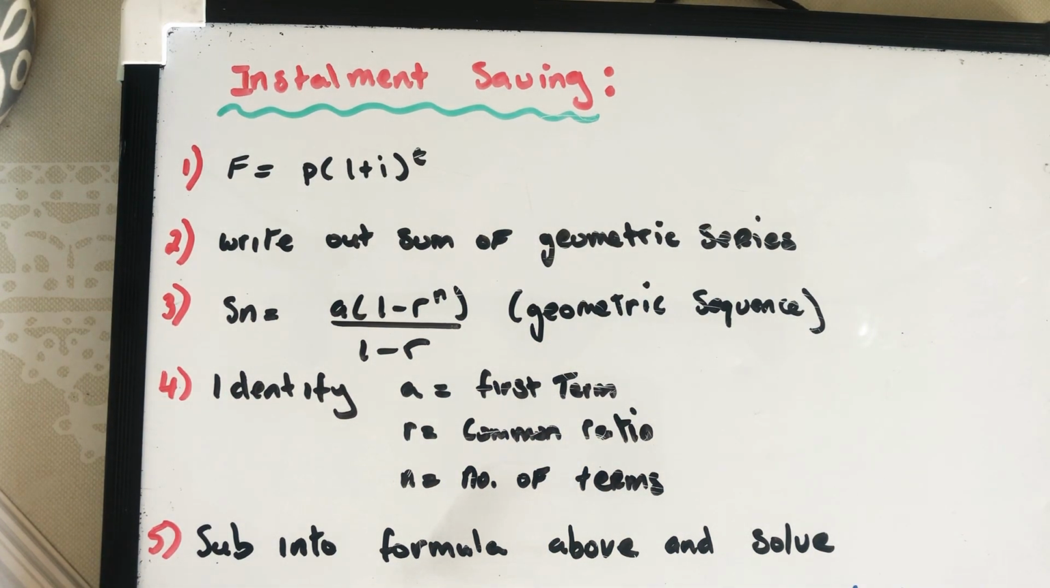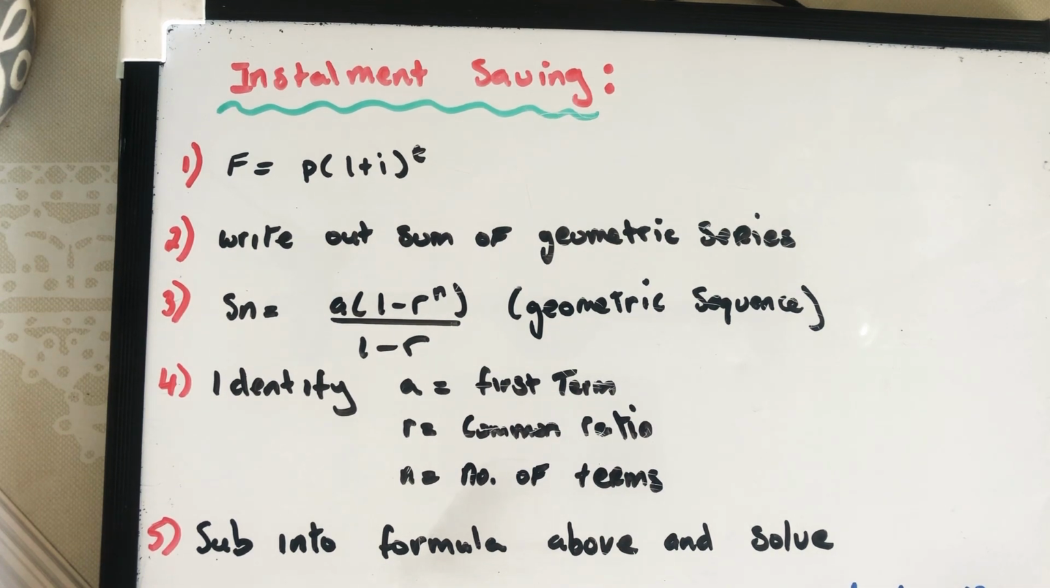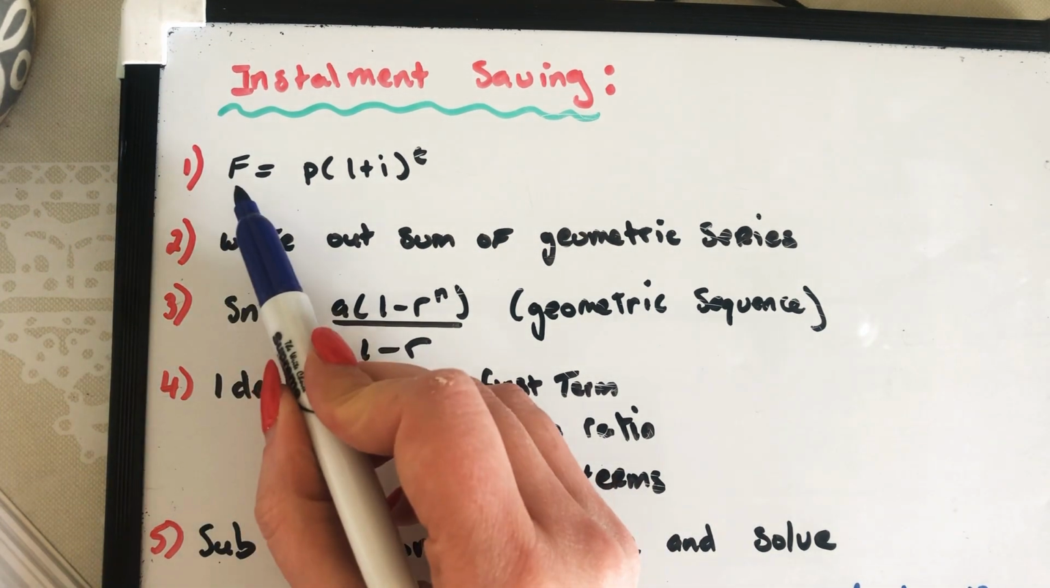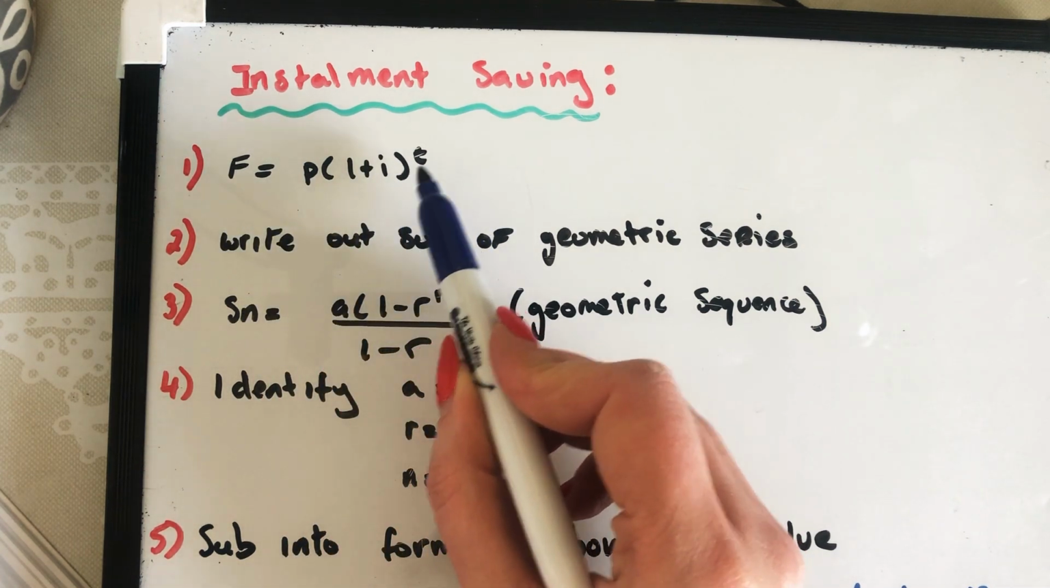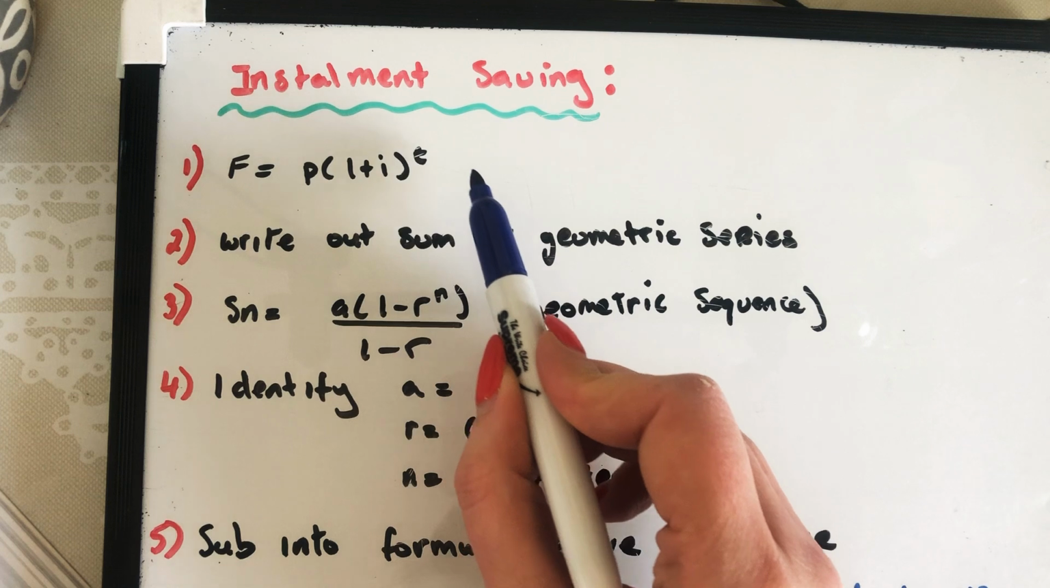This is the second video within financial maths and we're focusing on instalment savings. So I've written out a list of 5 steps here for how to carry out one of these questions. You begin firstly by identifying the correct formula: F is equal to P(1 plus i) to the power t. This is found in the financial maths section.